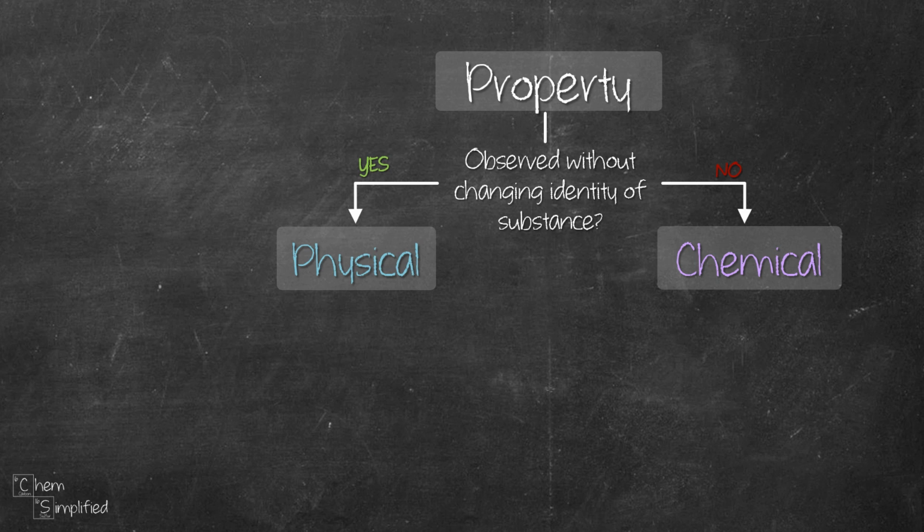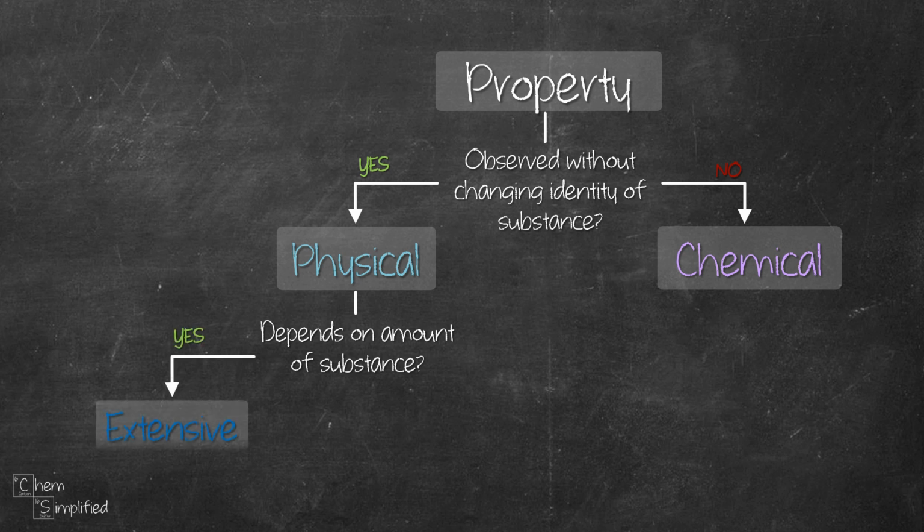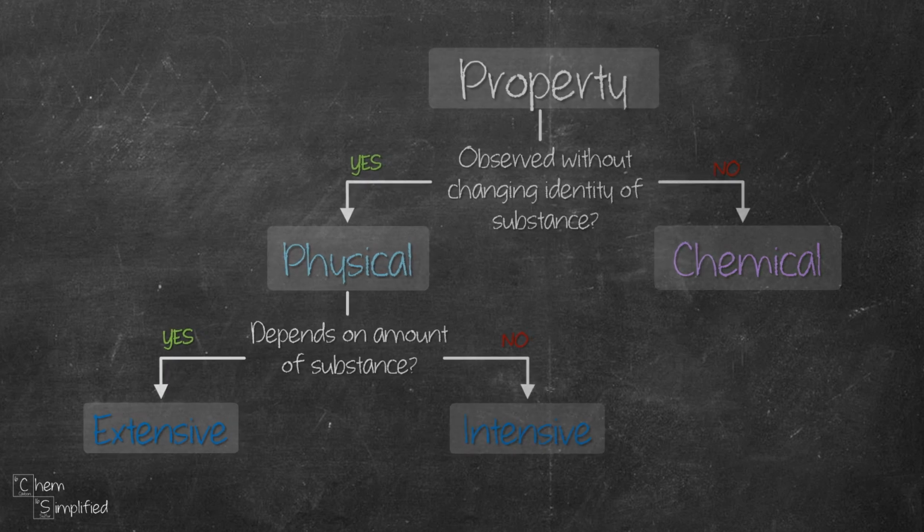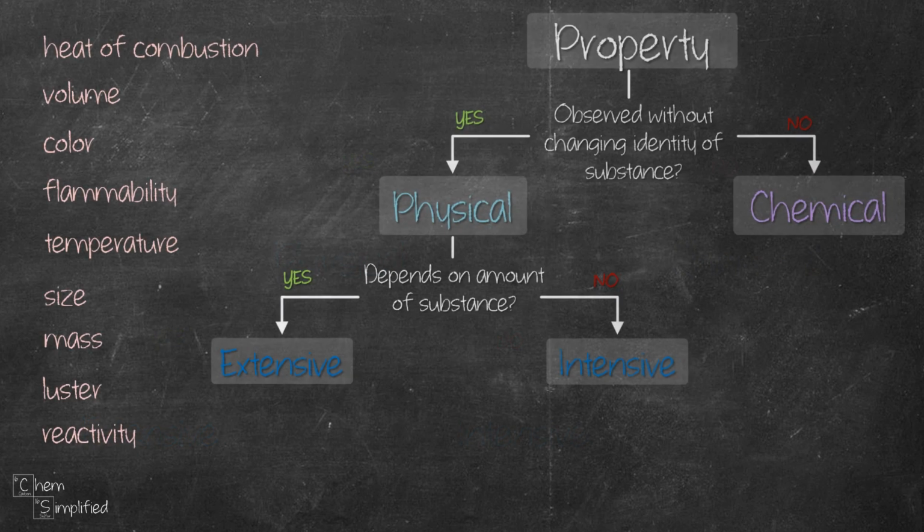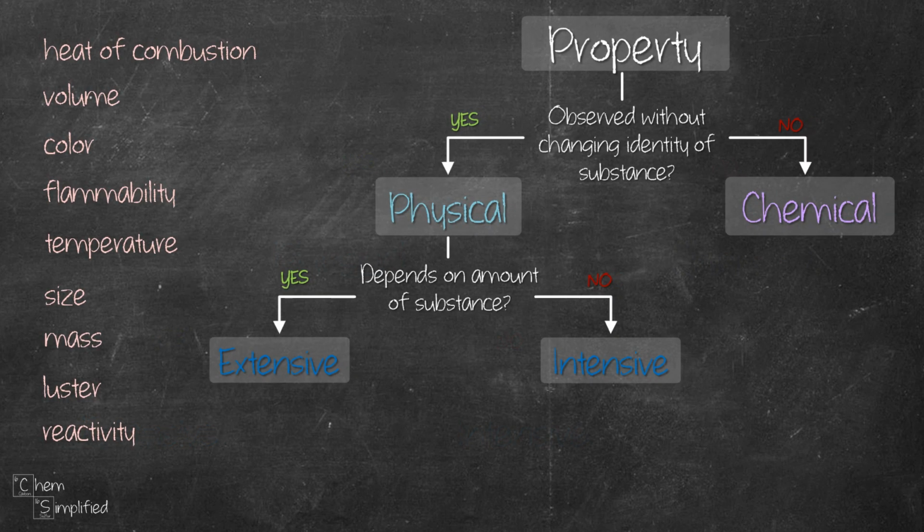To further classify physical property, we can ask if that property depends on the amount of the matter being measured. If yes, then it's an extensive property. If no, then it's an intensive property. Let's test out this flowchart using a few examples. Before we start, would you like to pause and give it a try on your own first? We can go through them together when you're ready.